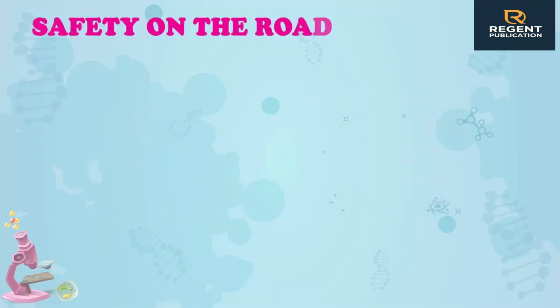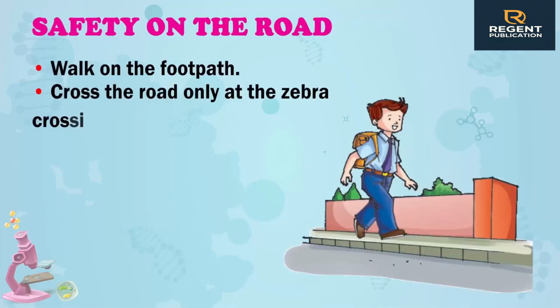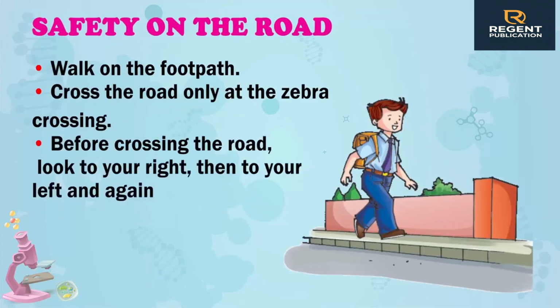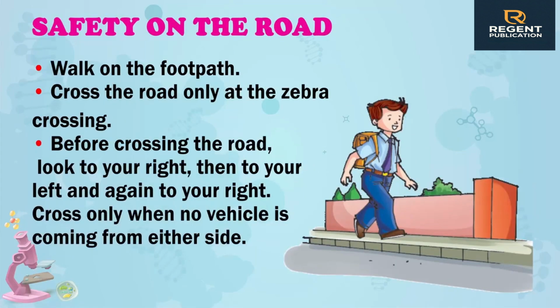Safety on the road. Walk on the footpath. Cross the road only at zebra crossing. Before crossing the road, look to your right, then to your left and again to your right. Cross only when no vehicle is coming from either side.